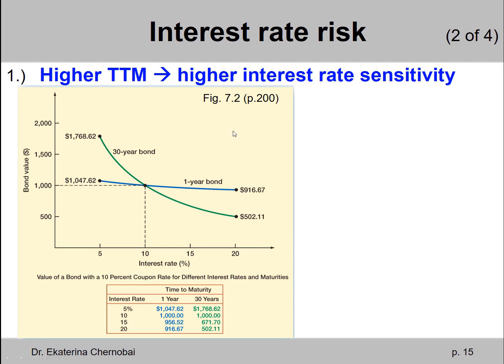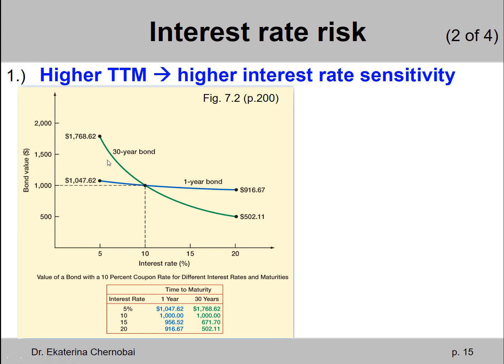Let's consider this figure. This is figure 7.2 in our textbook. On the horizontal axis, we have the interest rate. That's the yield to maturity, the I/Y in the financial calculator. On the vertical axis, we have bond value in dollars. Then we know that the relationship between the interest rate and the bond present value is negative. We just had it on one of the earlier slides. And that's why we see the lines sloping down and to the right.